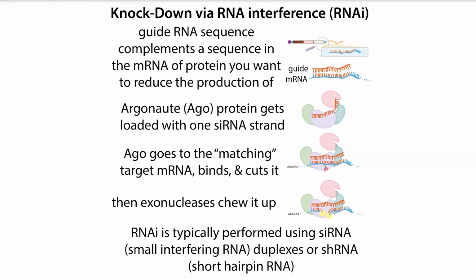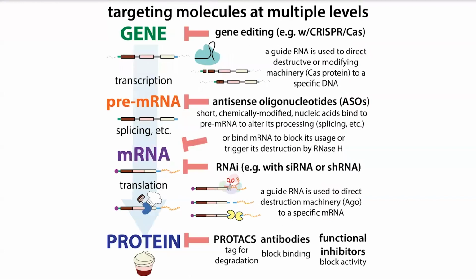That's very different from what we talk about typically when we're talking about ASOs, which are short chemically modified nucleic acids that are going to bind to those sites and block things or cause them to get cleaved by RNase H, not by Argonaute. And then we can also target the protein with things like PROTACs, which will tag the protein for degradation, antibodies that will block binding, and functional inhibitors that will do things like block an enzyme's activity.